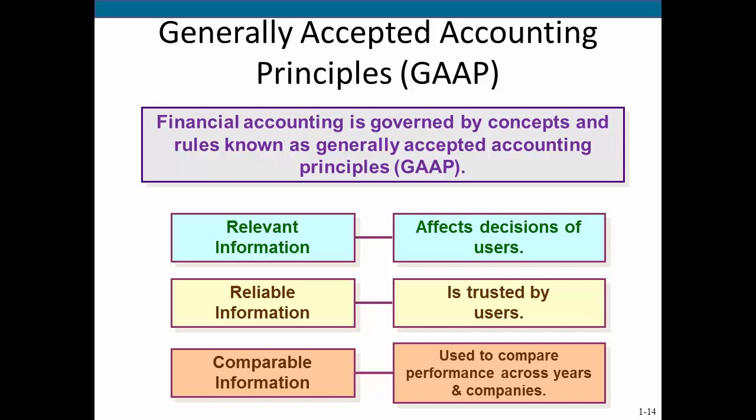For example, investors use the financial statements to evaluate whether to buy a company's stock. Similarly, lenders evaluate whether they trust the company to pay back money borrowed. GAAP aims to make information relevant, reliable, and comparable. More definitions for each of these terms are found in your textbook.